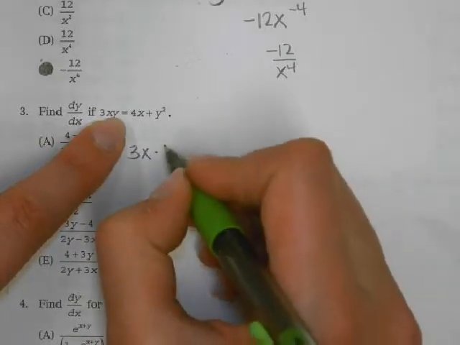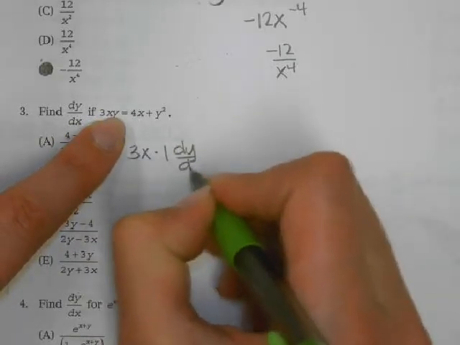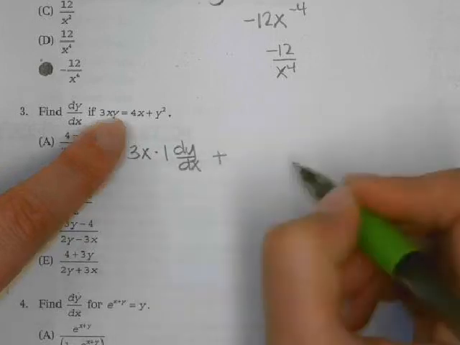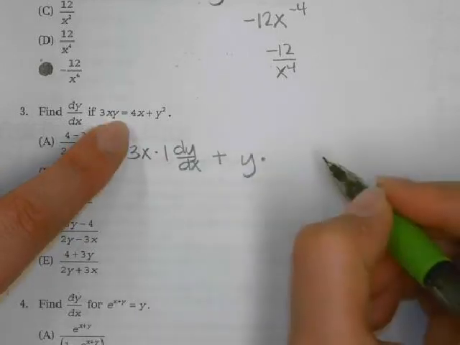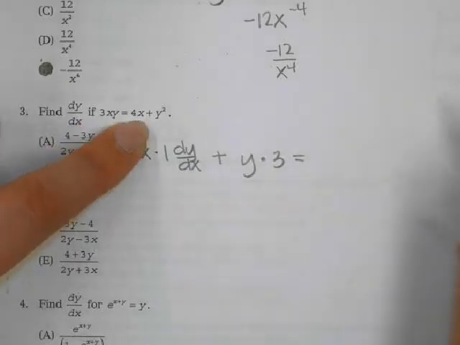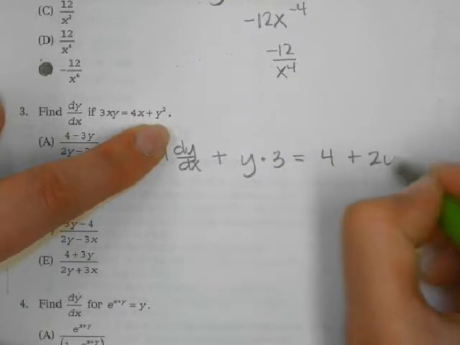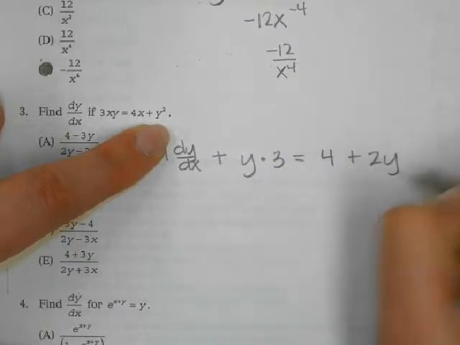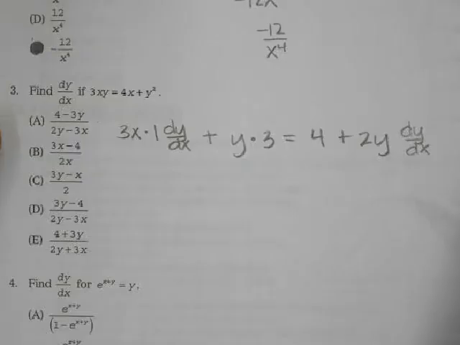The derivative of y is 1 dy/dx, plus the second times the derivative of the first, which would be 3. Equals the derivative of 4x is 4, the derivative of y squared is 2y dy/dx. And then our next goal is to get the dy/dx's to one side so that we can isolate them.